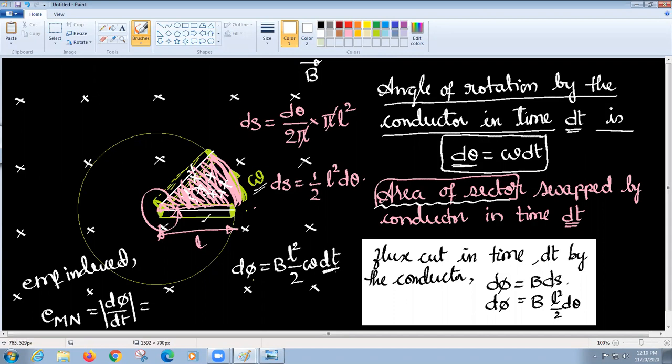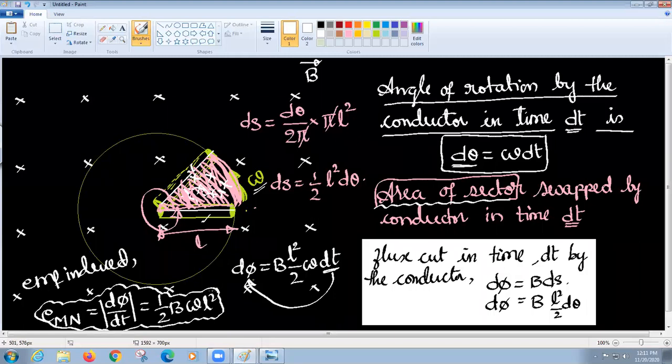Now bring dt to the left-hand side. So you have d phi by dt, and again the same expression: half B omega l square. Yes or not? Yes, sir. So you have to understand this through the normal derivation and again with Faraday's law, so that you can appreciate what is happening behind it.